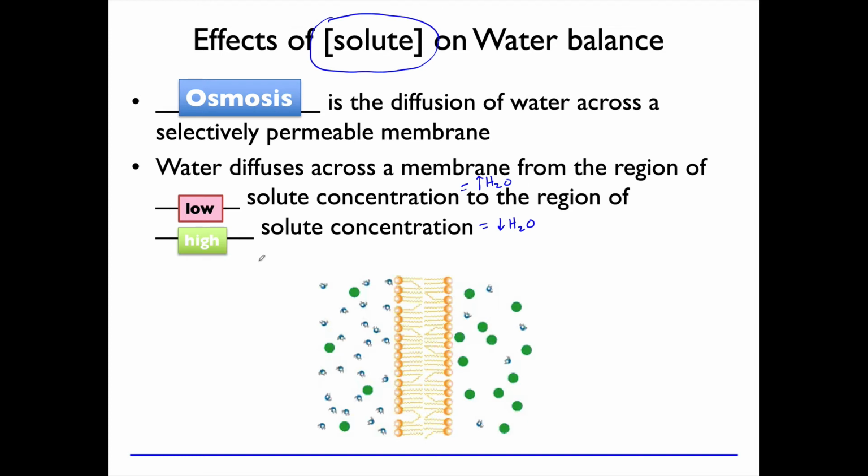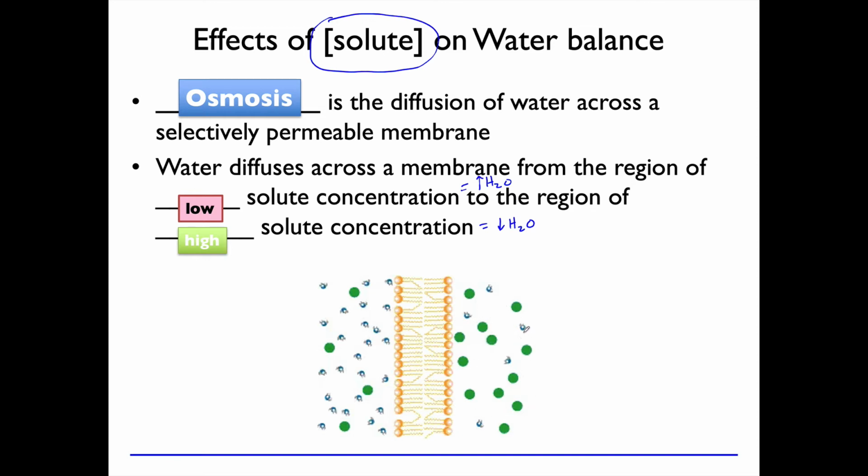Water on its own will travel into regions like that. So if you look at this picture down here, you can see there's these green particles, whatever substance we want to make those, and then they have water molecules around them. And on the left side, you can see there's a lot more water than there are solute particles. On the right side, you have a lot more green solute particles than you have water. So this is a lot more highly concentrated.